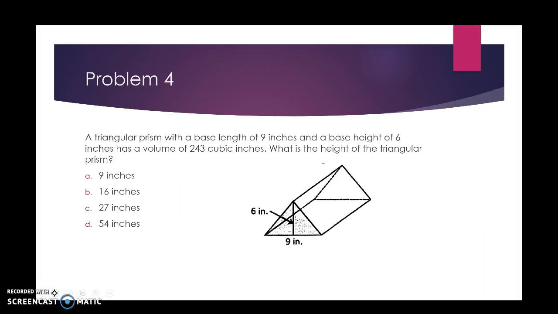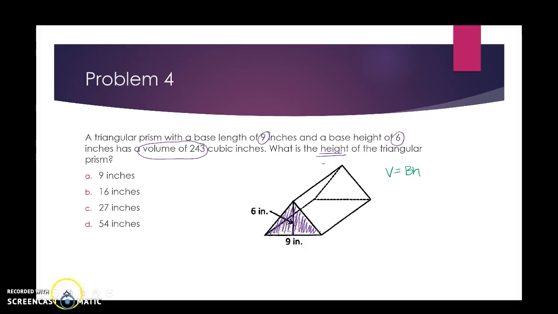Okay, a triangular prism with a base length of 9 inches and a base height of 6 inches. So triangular prism, I know that my base is a triangle. It's giving my dimensions of 9 and 6, okay? And has a volume of 243 cubic inches. What is the height? So I'm looking for the height in this case. So it already tells us it's a prism, so we don't have to think about that. So I know volume equals area of the base times height.